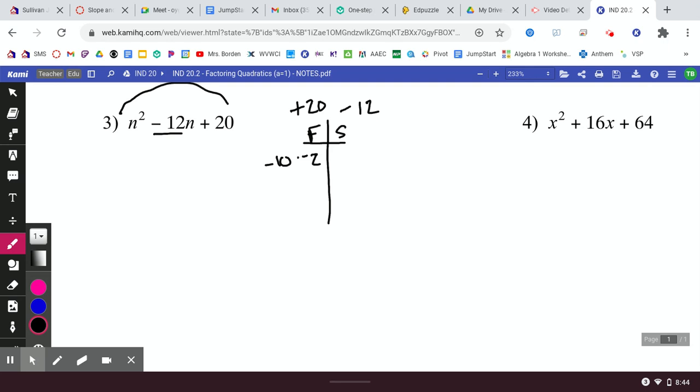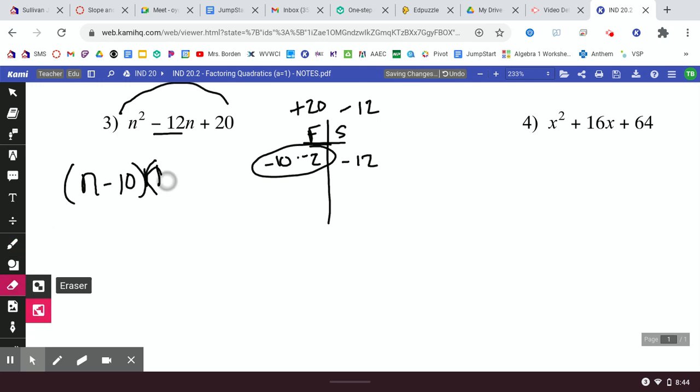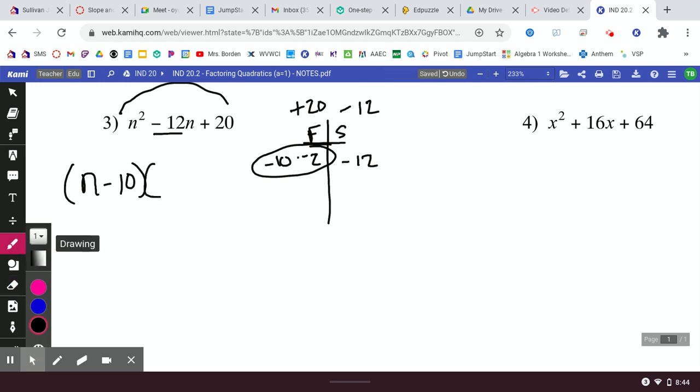Good. Negative 10 times negative 2 is positive 20. Negative 10 plus negative 2 is negative 12. So those are my winning factors. I circle them. I go over to write my binomial. In minus 10, whoops, let me just erase that. That got ugly. In minus 10 and in minus 2.